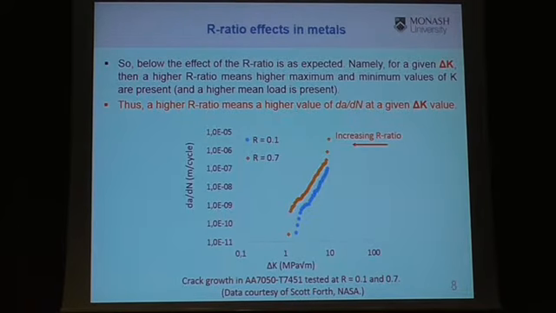Now, this is an example of crack growth in metals. We can see that with the higher R ratio, R equal to 0.7, which is the orange dots, and with the same delta K values, it grows faster than R equal to 0.01, which is the blue dots. So thus we can conclude a higher R ratio means higher values of da/dN at a given delta K and will grow faster.